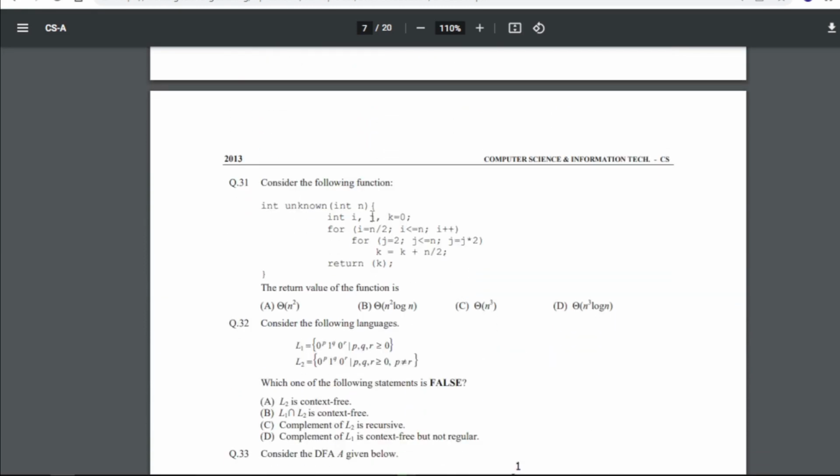Now 31st: consider the following function, int unknown(int n). So this is the function which is returning one value. There are two loops. And it is asking what the return value of the function is. If you hit and try with the program, you will get the answer as B, that is n square log n.